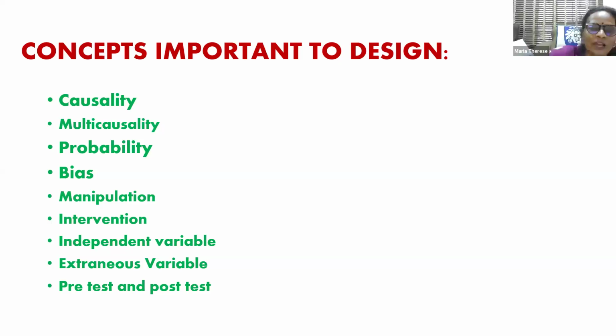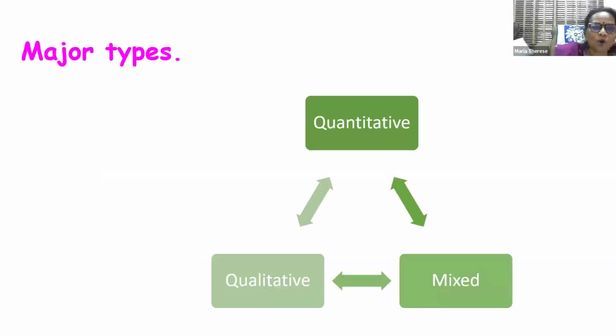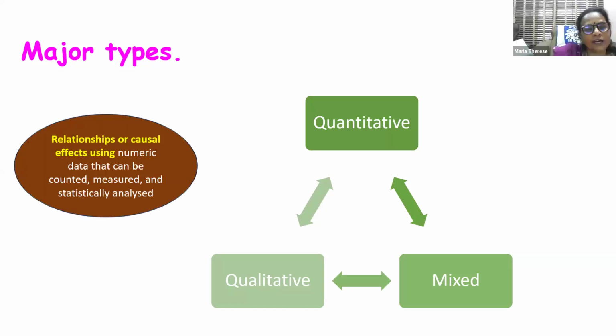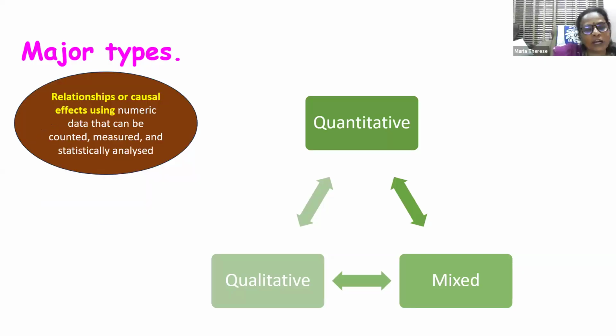So I hope that you are clear about the concepts important to design. Now let us go on to the types of research design. There are three types: quantitative, qualitative, and mixed. What do you mean by quantitative? It is numerical data, where you can use statistical analysis. You can find out the relationship between two variables, and it can be measured statistically and analyzed.